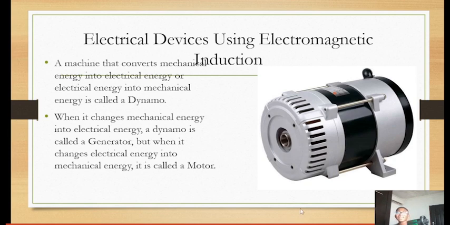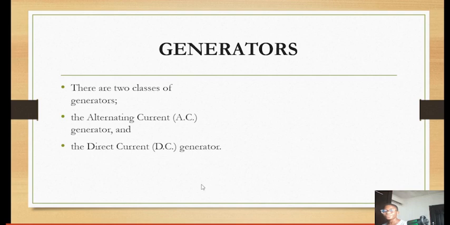When it changes mechanical energy into electrical energy, a dynamo is called a generator. Don't forget what a dynamo is: a machine that is converting either mechanical into electrical or electrical into mechanical is called a dynamo. But when it changes mechanical to electrical, we call it a generator. But when it's changing electrical to mechanical, we call it a motor, like in a car.